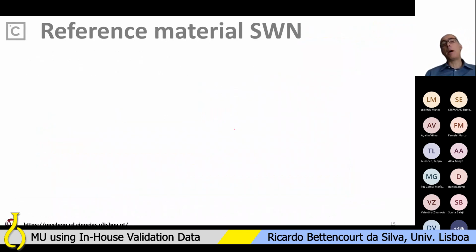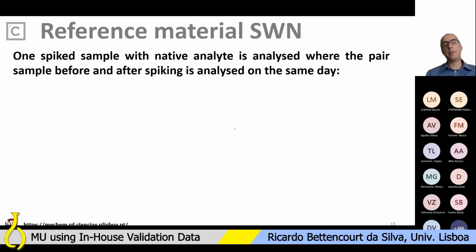Okay, and now what about a reference material, that difficult one, that is a spiked sample with native analyte? This is a particular case of a reference material because we have to quantify native analyte to calculate the analyte recovery. And the example that I will present to you is a situation where we have the same sample with native analyte. We spike the sample, and then we analyze the sample without spiking and with spiking in the same day.